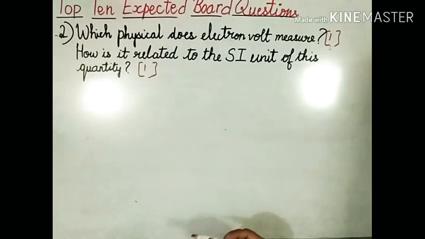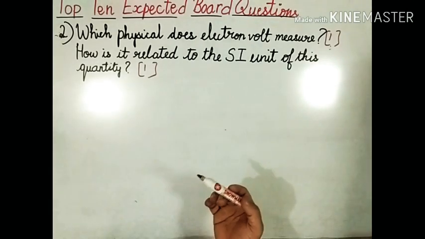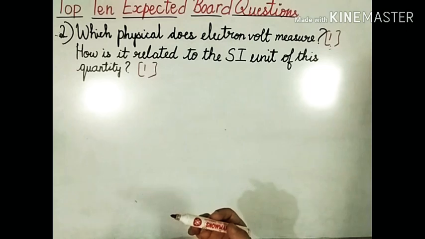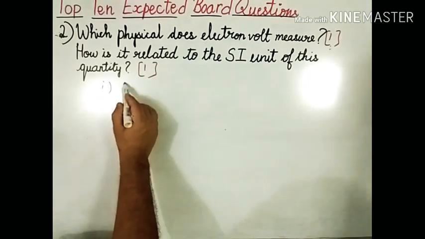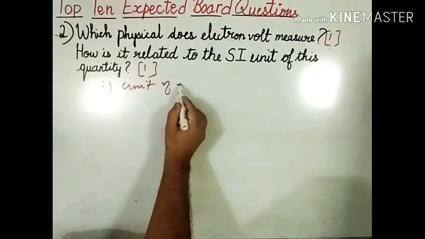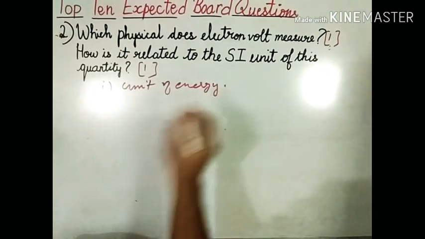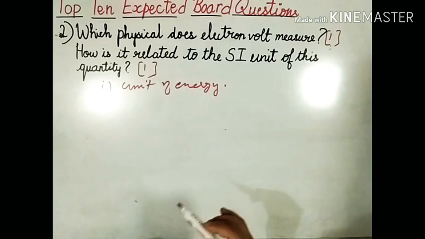Number 2. Which physical quantity does electron volt measure? Carries 1 mark. As you know, electron volt is the unit of energy, or unit of energy possessed by a subatomic particle. So I can write unit of energy. We need only a short and crisp answer up to the point. It's a unit of energy.